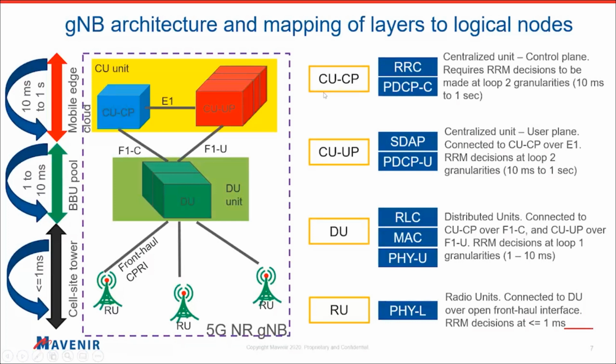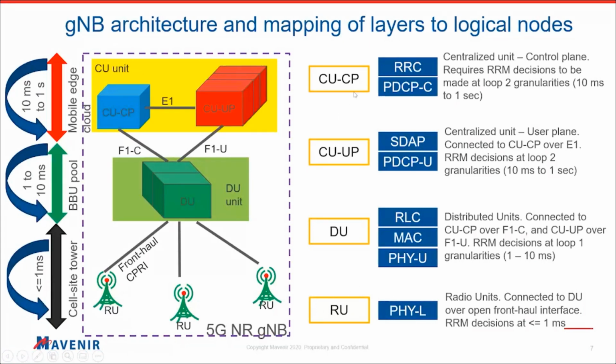Now, the reason why you have a logical split of these nodes is to map the different layers of the RAN protocol stack onto these nodes. For example, RRC and PDCP control plane go to the CUCP. Since SDAP focuses on the user plane, SDAP goes to the CUUP, and so does the PDCP user plane. And then you have RLC, MAC, and upper PHY, which get mapped onto the DUs. And then the lower PHY for RF transmission is for the RUs.